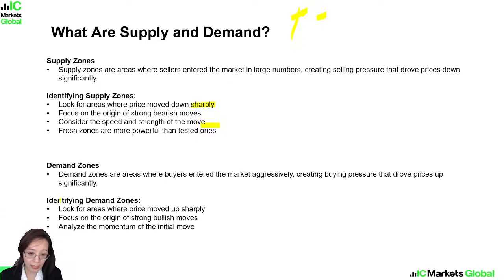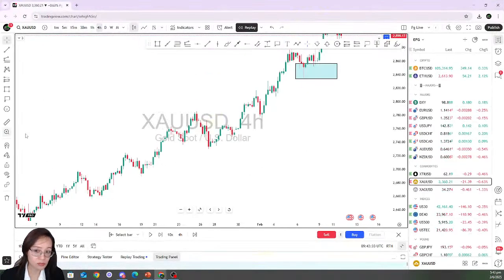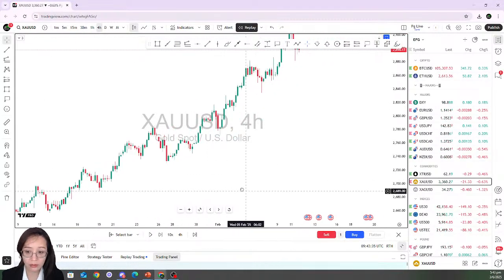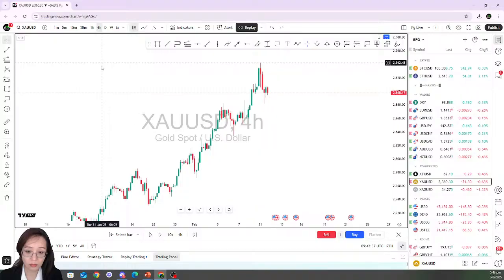Demand is somewhere below. It's the same as supply. For demand, you look for the last big candle, which is the green one. I will show you guys later. It's going to look like this. Let me just show you guys. Because you only have 1 hour, basically I just want to teach you guys how to look here.